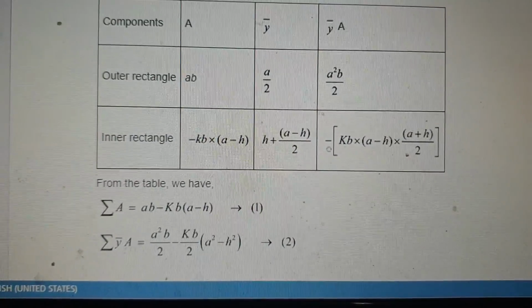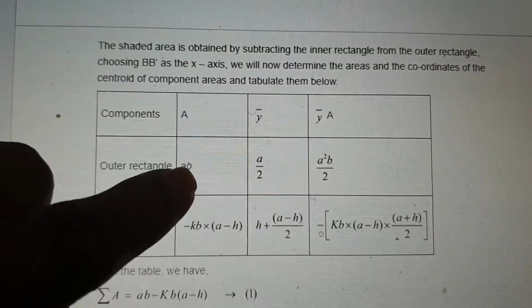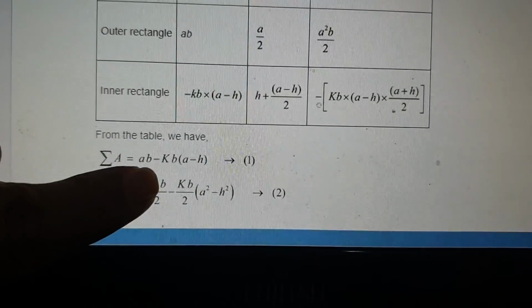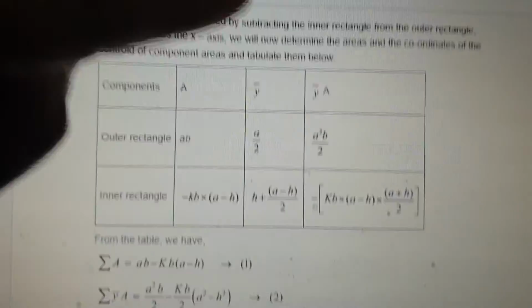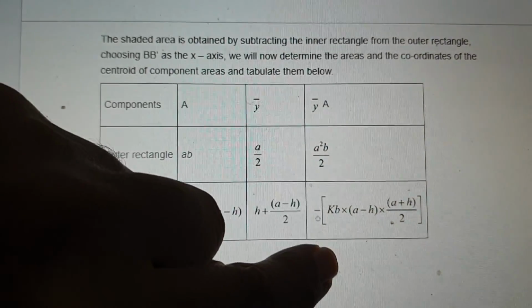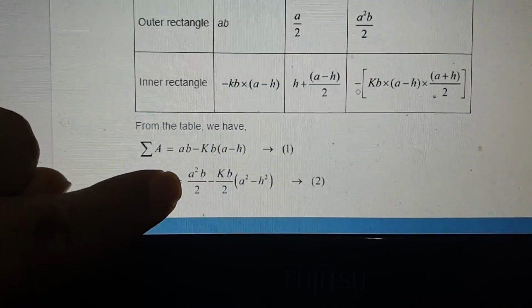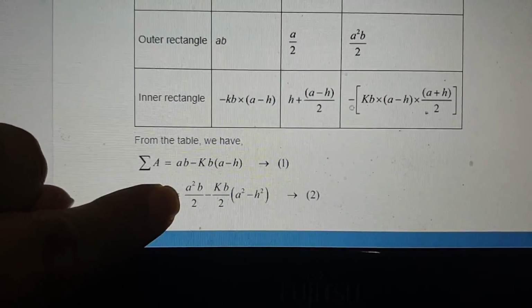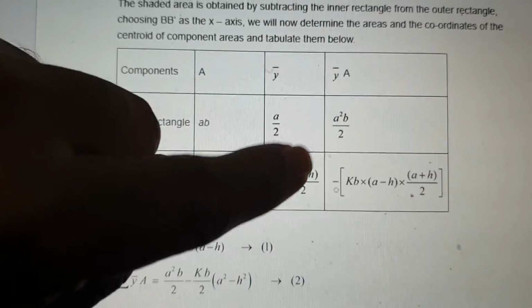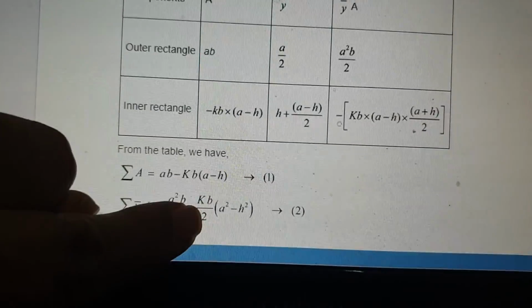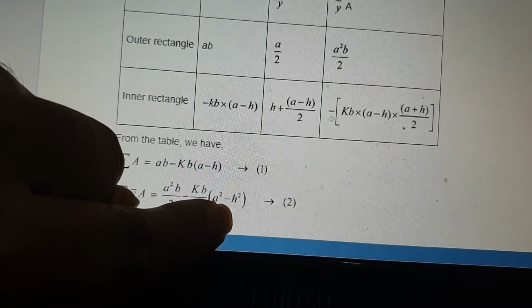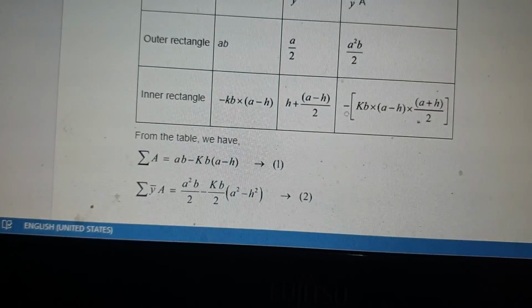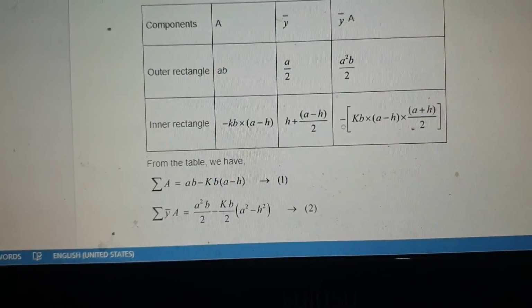Now, you sum up all the areas, this plus this, you'll end up with this: AB minus KB, A minus H in parentheses. You sum up the Y bar times A altogether, you'll end up with something like this: A squared B over 2, minus KB over 2 times A squared minus H squared. You can see that A minus H times A plus H is A squared minus H squared. So now we have two equations.